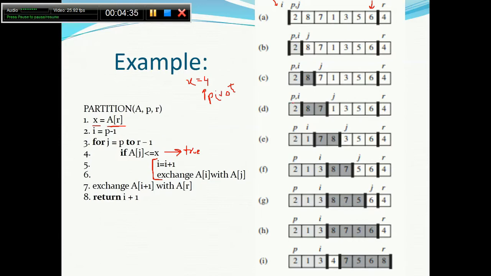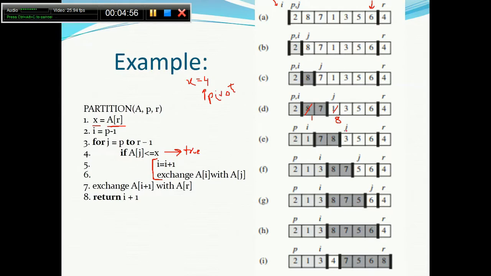Now currently i is here. We have again checked, 8 is not smaller, 7 is not smaller. I got to 1. Is 1 smaller than 4? Yes. So i will go one step ahead, and 1 will be copied here, and 8 will be copied here. You can see here, the 1 has been copied here, 8 has been copied here, and j will go a step ahead.